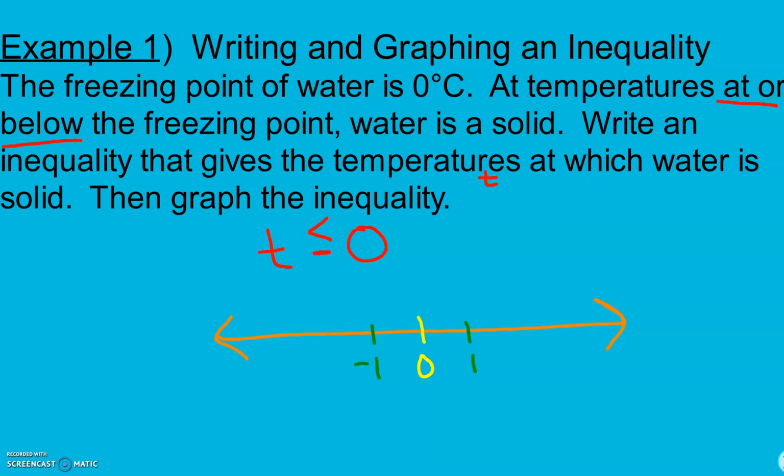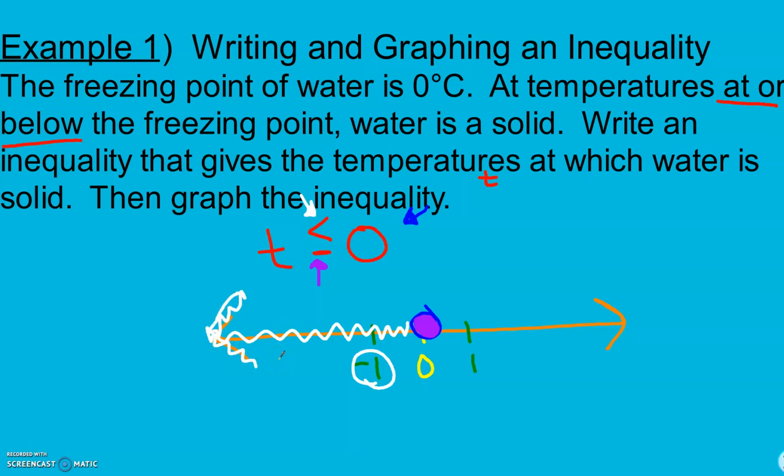So I have all my values on my number line. Now I put a 0 at my value here. Since it's equal to, I fill that circle in. And then, since it's less than, we want numbers like -1. So we shade to the left.